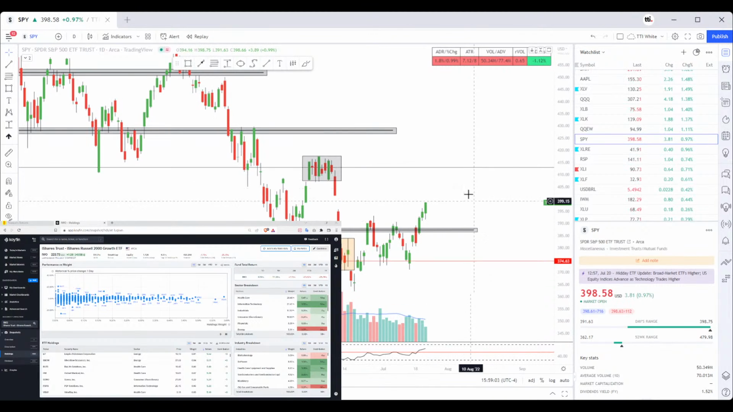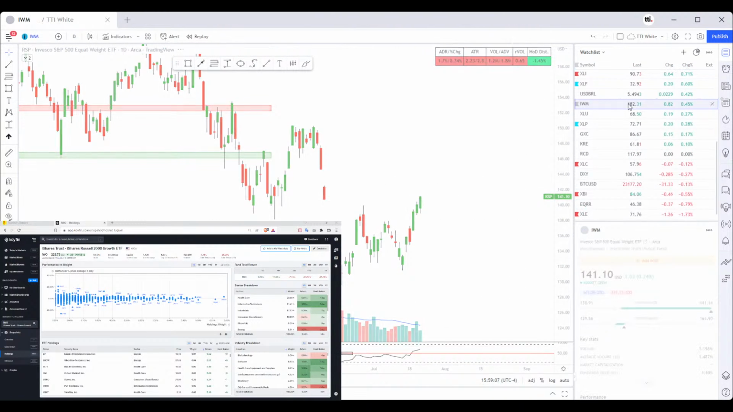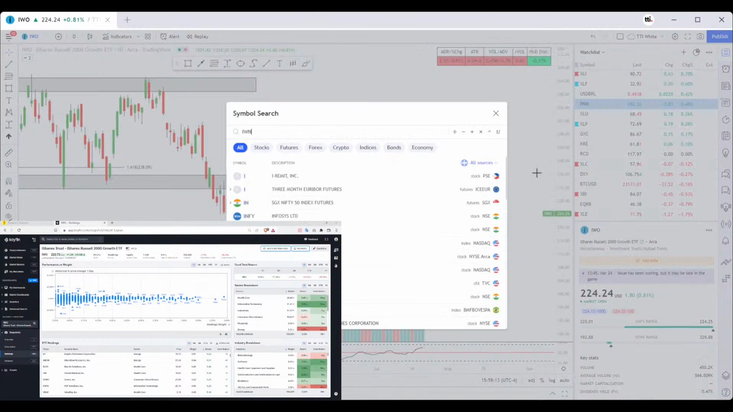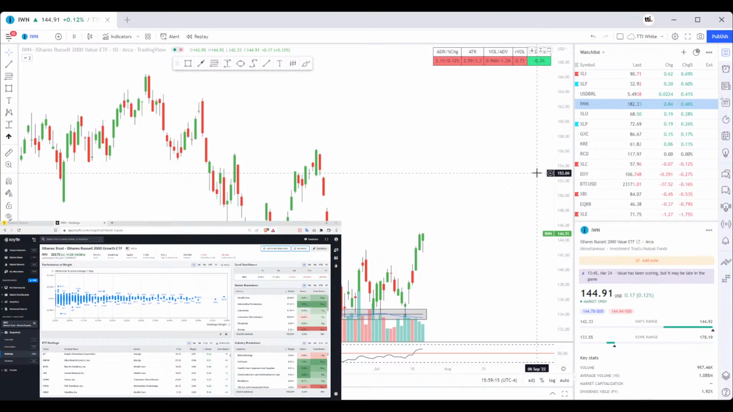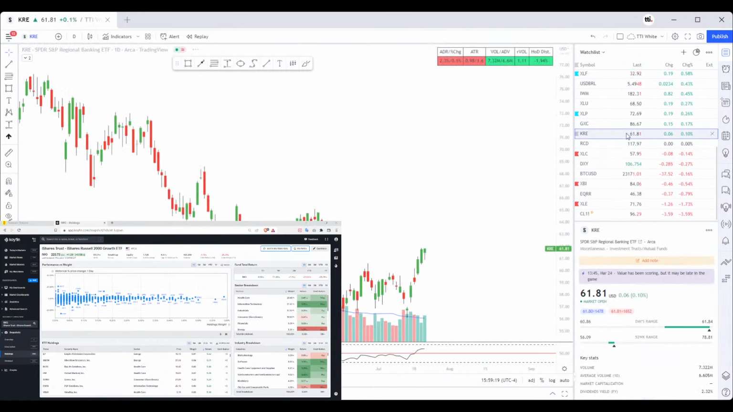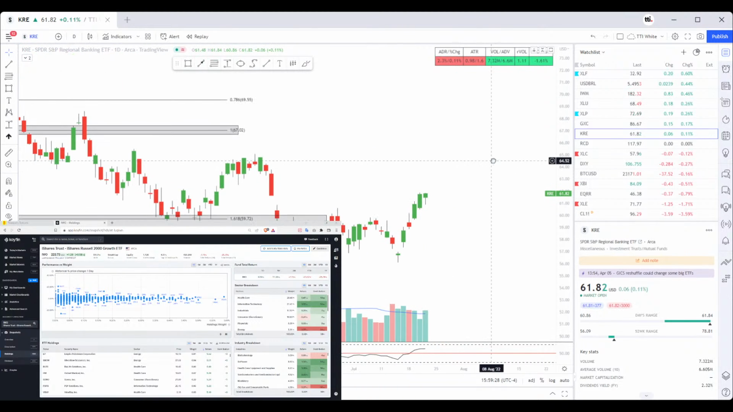SPY is officially green and up. RSP is officially green and up. IWM is officially green and up. IWM was just red. Both value and growth are being pressed. The market is being bought across the board. KRE is now green on the day. Feels different, boys.